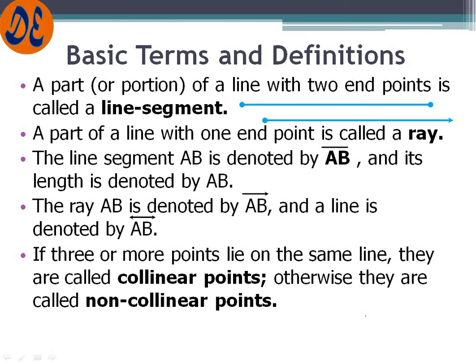Again, the next point is, if three or more points lie on the same line, they are called collinear points. That means if we take any three or more points and all the points are part of a single straight line, then they are called collinear points. Generally we take a straight line, so we say collinear points, and if they are not on the same line, then they are called non-collinear points.